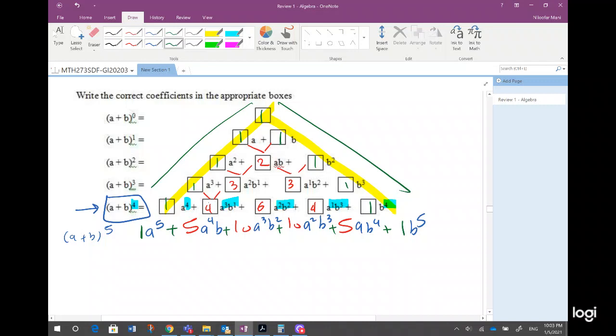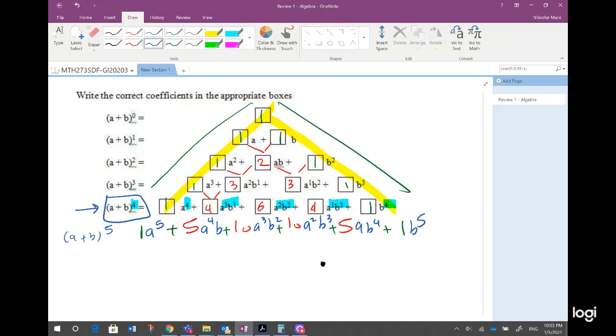Okay, so how about if I give you power 6? You need 7 rows. Power plus 1 rows. Those numbers that you write through the triangle give you the coefficient. Then you do a power 6, a power 5b, a power 4b squared. So you continue this the same way.